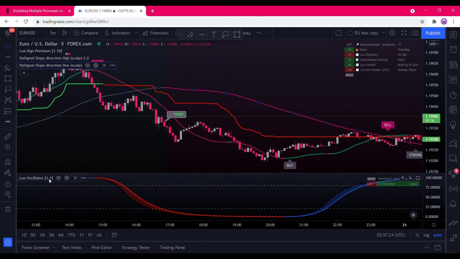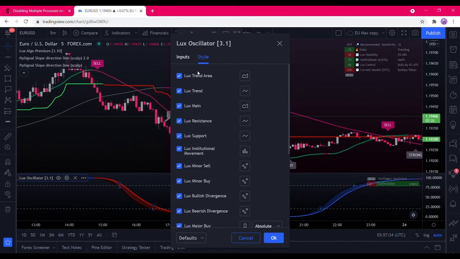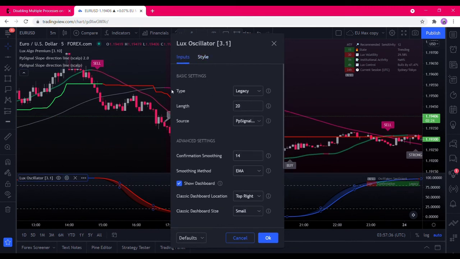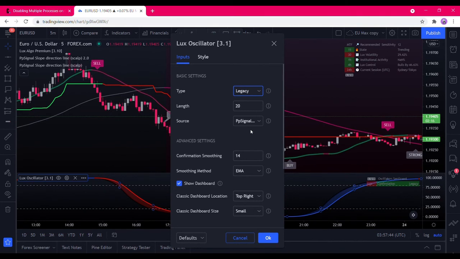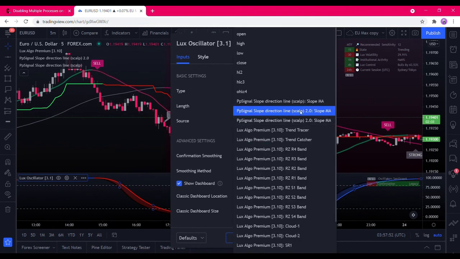And then if you do want to use the Lux oscillator, it isn't needed, honestly. But if you want to use it just for the extra confirmation when you're trading, I'll be giving you those also. So type is legacy mode. If you put it on anything but legacy mode, it'll look like this. This isn't the correct one. You need legacy because this is like the original one they had when they first started, and that's the only one I'll use. Length is 20, and then the source is PP signal. It's the one in the middle.